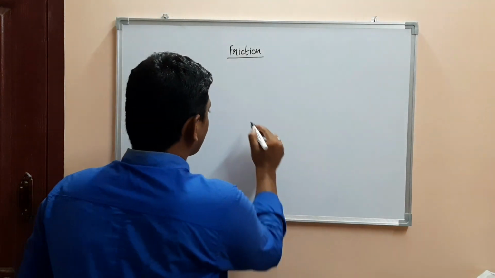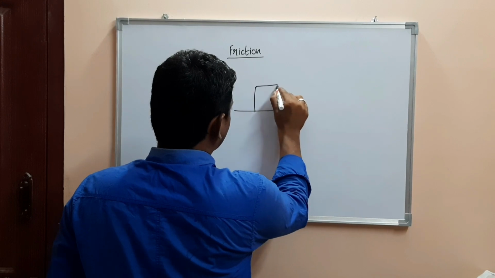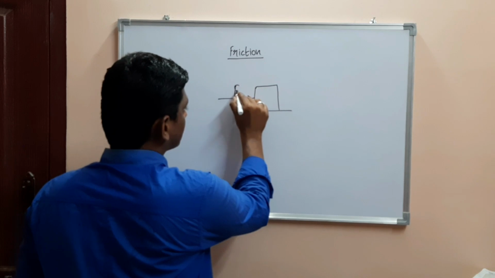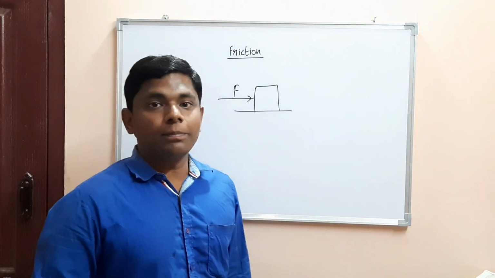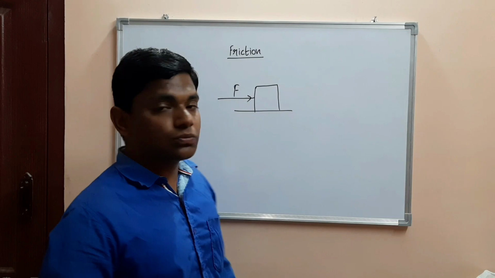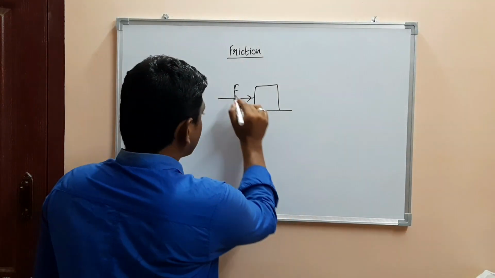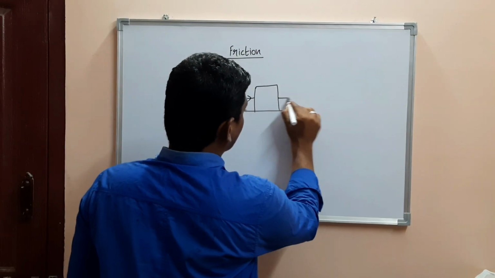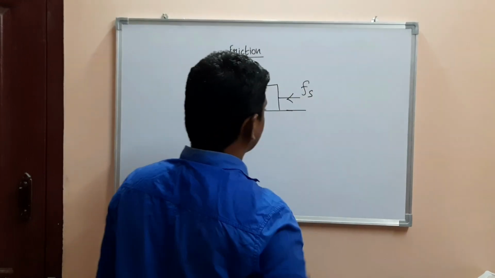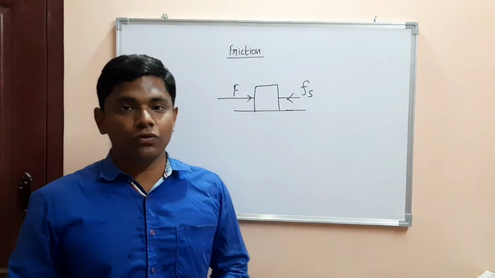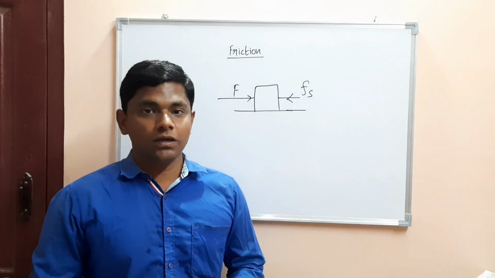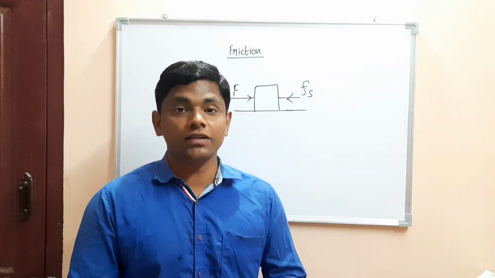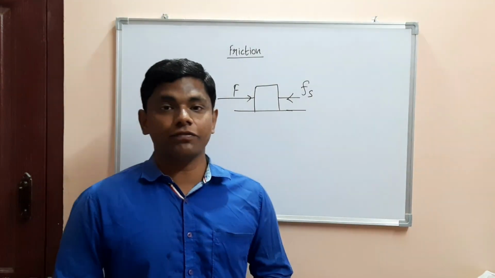For example, let us consider a block is placed here and I am applying a force F. This is called the applied force, the force which I am giving to move the block. Just because I have applied this force F, the force which comes into picture is called the frictional force. This force actually opposes the applied force and prevents the body from moving. As far as friction is concerned, there are two main types of friction. They are called static friction and kinetic friction.